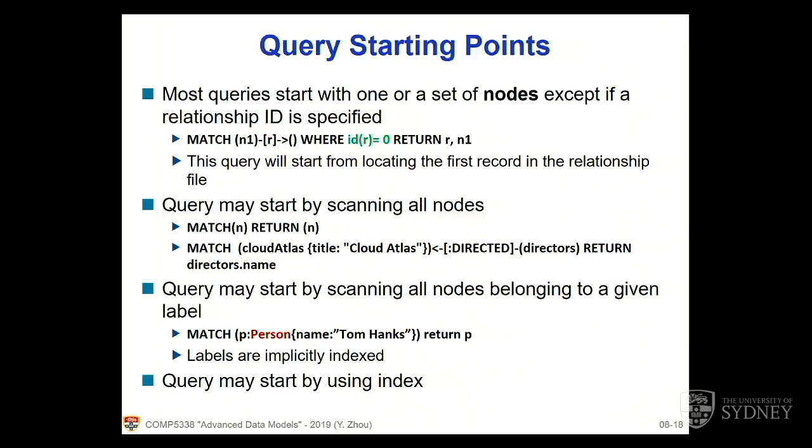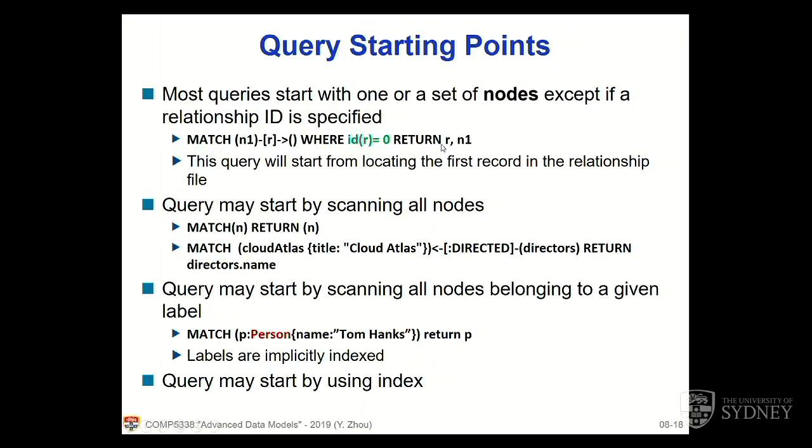So, the starting point. Most queries start from nodes, like either one or a set of nodes or all nodes, except in one particular condition, and that's usually not very likely you're going to write a query like that. That is only if you specify a relationship ID, like if we want to find the source node of a particular relationship where the ID equals 0, and then return it. But usually you don't really get this, and it doesn't have much business meaning.